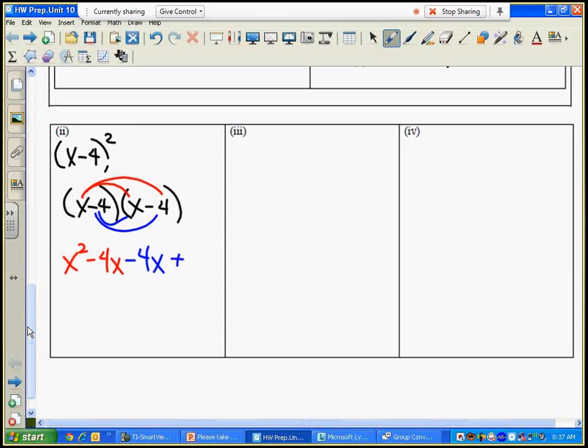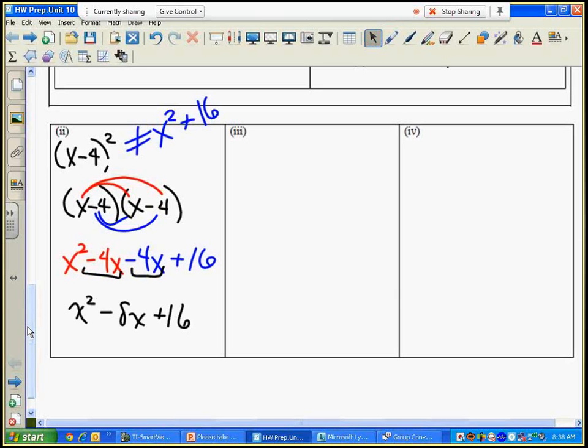That's a positive 16. Now, remember a moment ago I said that this was not going to be equal to x squared plus 16. But those parts are there. There is an x squared, and there is a positive 16. The difference is that there are those middle terms. So as we begin to add and subtract like terms, we have x squared, and then we have negative 4 and negative 4. They're both pulling in the negative direction. That's minus 8x plus 16. So it's that middle term, that minus 8x, that's the big difference.